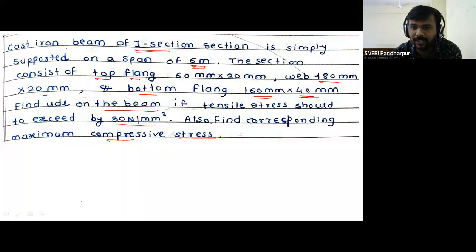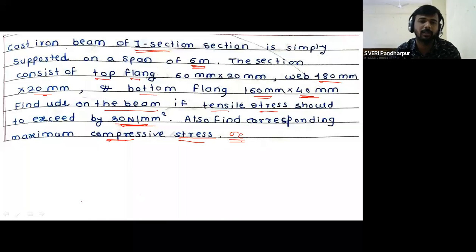And for that calculation, they have mentioned the tensile stress should not exceed 30 Newton per mm square. That means one of the two bending stresses is already given to us in the statement, that is sigma T is equal to 30 Newton per mm square. Then using this, we have to find out the value of W. And after this calculation, we have to calculate the corresponding compressive stress also. That means sigma T is given, but using it we have to calculate sigma C, the other bending stress also. So this is the statement.